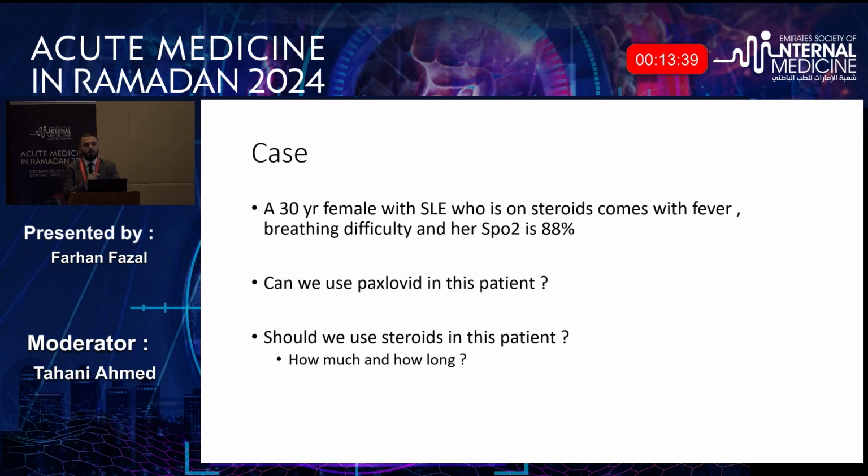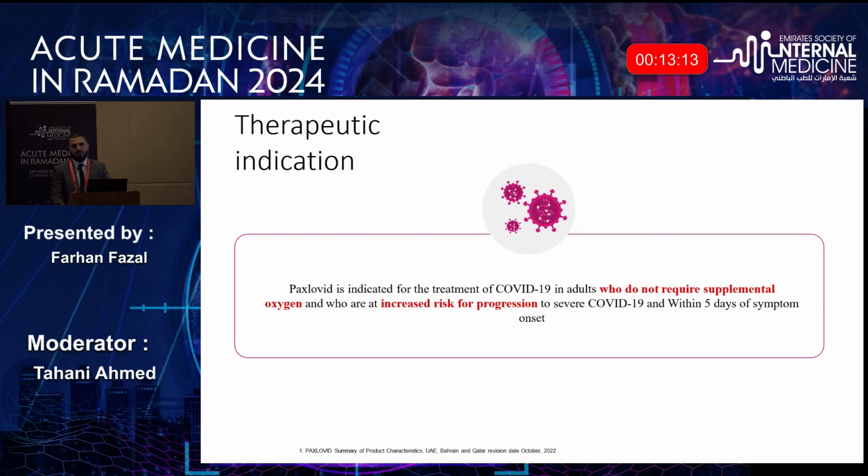Now, before we go into that, let's talk about this particular patient. A 30-year-old female with SLE who is on steroids comes with fever, breathing difficulty, and her SpO2 is 88%. Now, can we use Paxlovid in this patient? And should we use steroids in this patient? How much? How long? So this patient is definitely lesser than 94% of SpO2. That means she is hypoxic. So can we use the Paxlovid in this patient? The answer is most likely no.